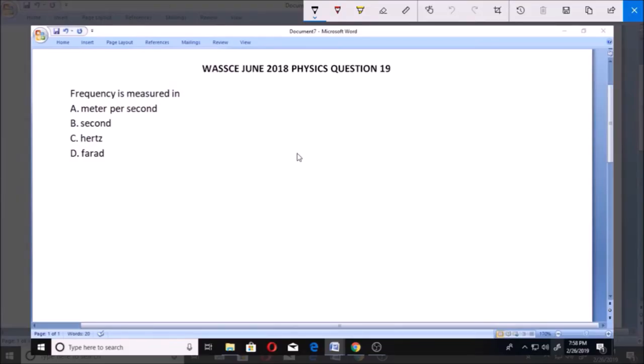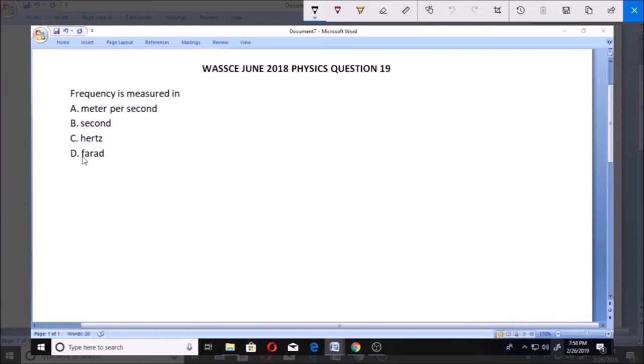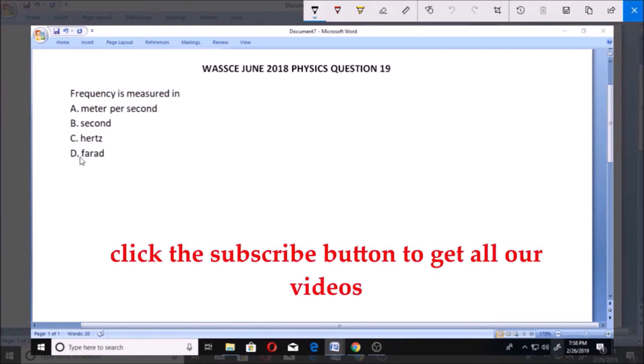Yes, let's look at this question number 19 for WAEC Physics 2018. Frequency is measured in A, meter per second, B, second, C, hertz, D, farad. So what is the unit for measurement of frequency?